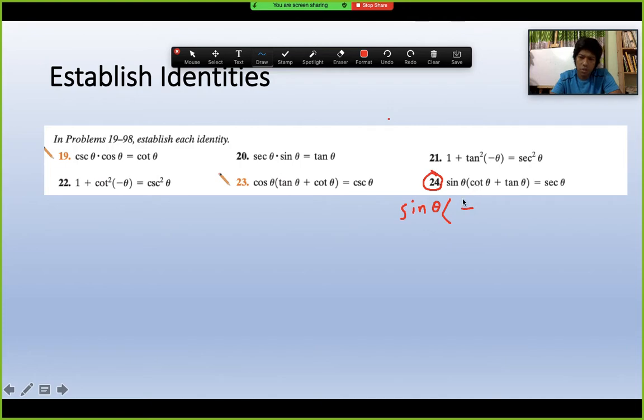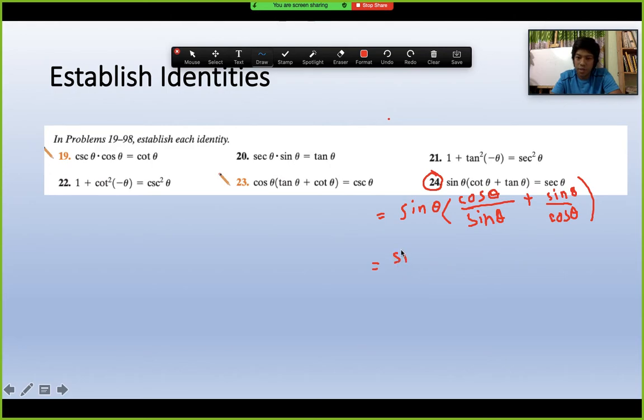So cot theta equals cos theta by sin theta. And tan theta equals sin theta by cos theta. Now do not cut this and this, because this is a potential way of making mistakes. This sine theta is actually for here and here, so we cannot directly cut it.